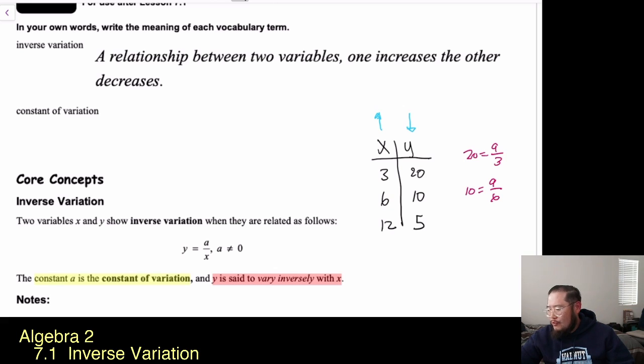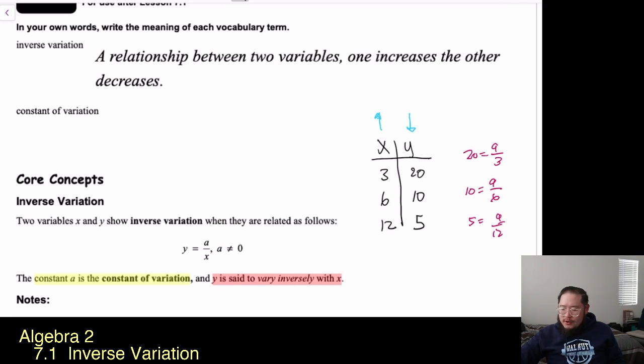Well, let's try one more time. I put 5 is equal to a over 12. And I multiply both sides by 12. Guess what I get for a? 60. So the pattern here is this: a is constant. It's 60 in each and every one of these. One value goes up, which happens to be x, and the values of y go down, and so there is our inverse variation.